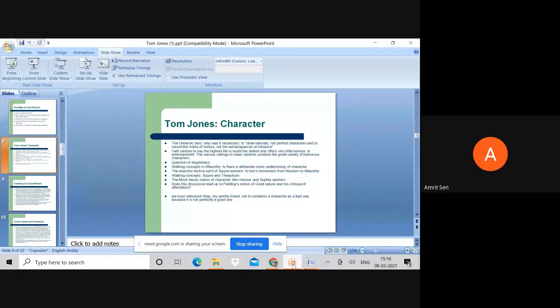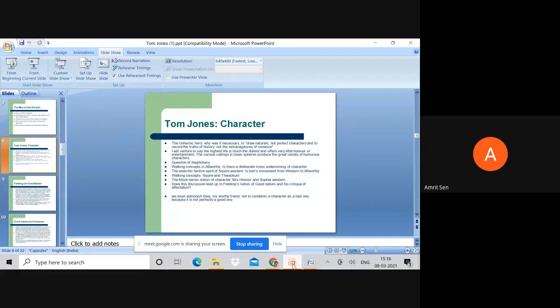Very importantly, Fielding's notion of characterization leads, I am going to argue, to a broader philosophical debate about good nature. Right. Now, what is good nature? That is the most important debate within the novel. And Fielding suggests that good nature is not always perfection. Good nature is an ideal to strive for, but it is not always perfected.